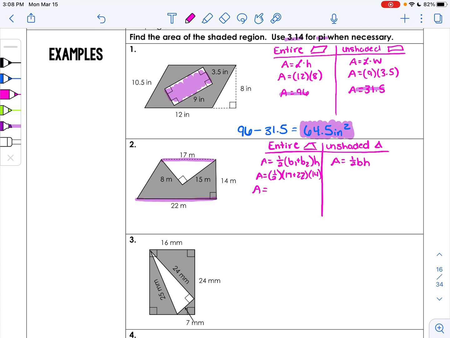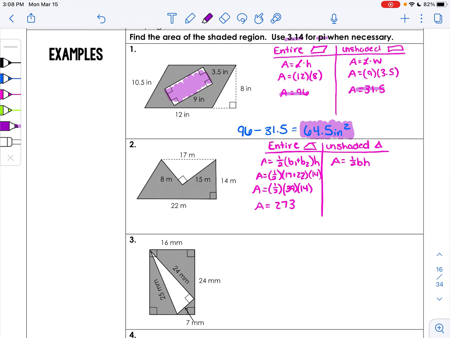So that's area equals 1/2 times 17 plus 22 is 39 times 14. And then I can put all that in my calculator. I know 14 times 1/2 is 7, and then 7 times 39 is going to be 273 when I put that in my calculator.